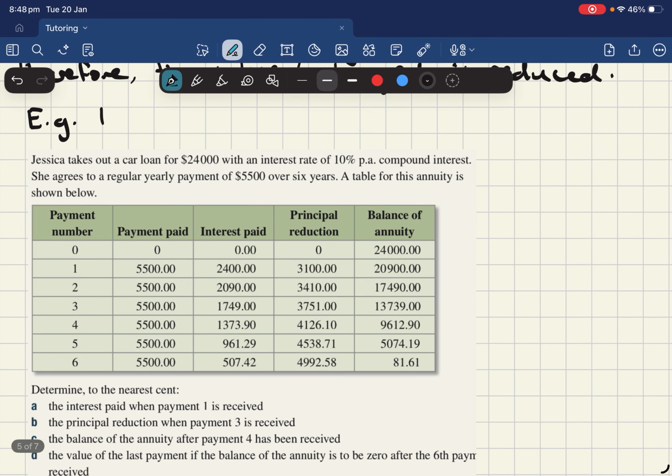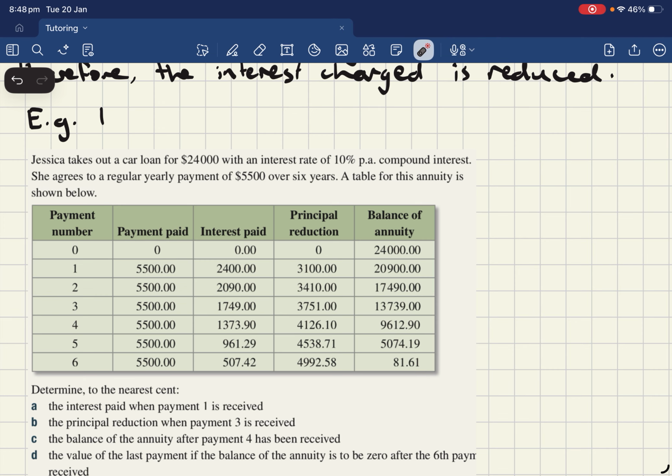So going straight into an example to see how this looks, it's saying that Jessica takes out a car loan for $24,000 with this interest rate, compound interest, and agrees to make a regular yearly payment of $5,500 over 6 years. Now, a table for this annuity is shown below. So we haven't made our first payment here. So there's no payment made, no interest paid, no principal reduction. And the balance of our annuity is $24,000.